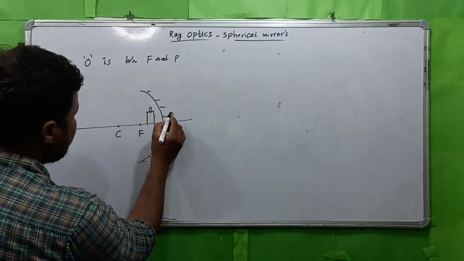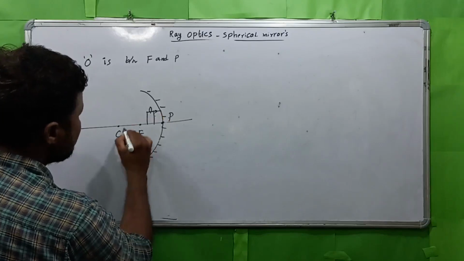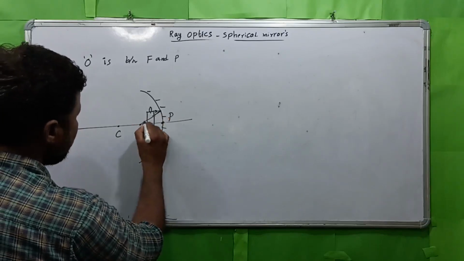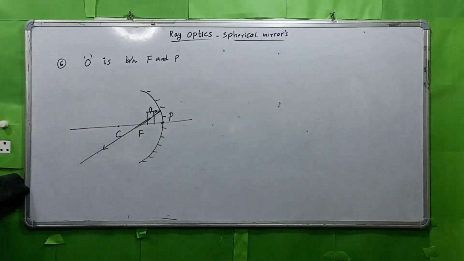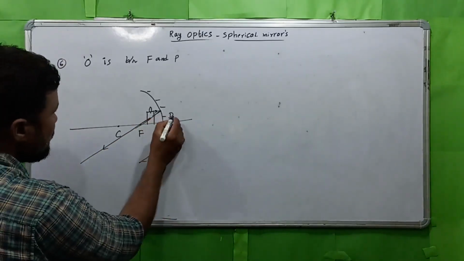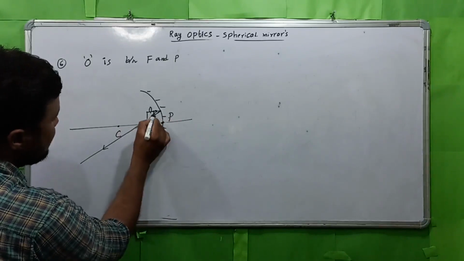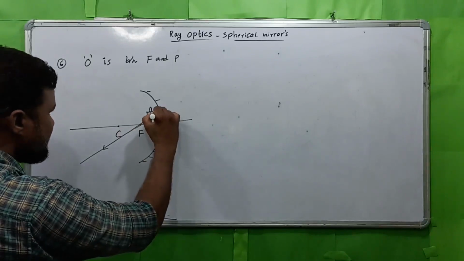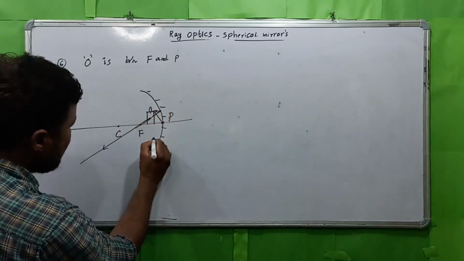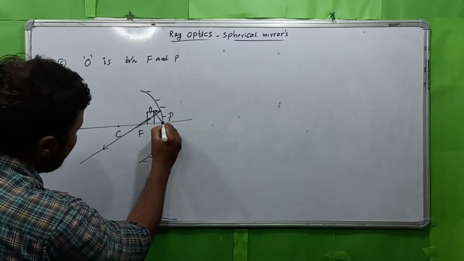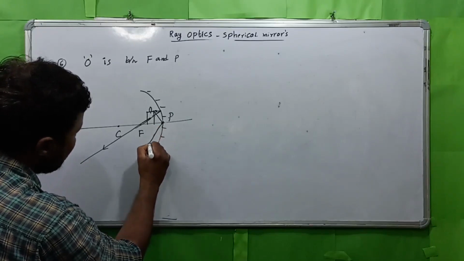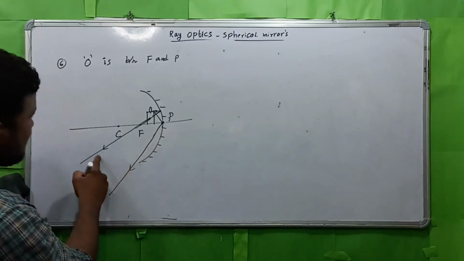Minimum 2 rays required. Any light ray moving parallel to the principal axis, after reflection it moves through the focus. This is one ray. I will use the rule to draw the second reflected ray. If any light ray is incident at the pole, it is reflected symmetrically backward. So this is the second reflected ray.